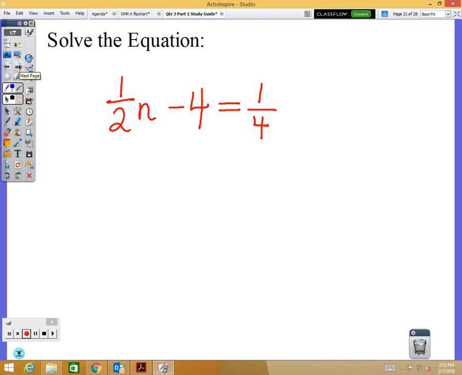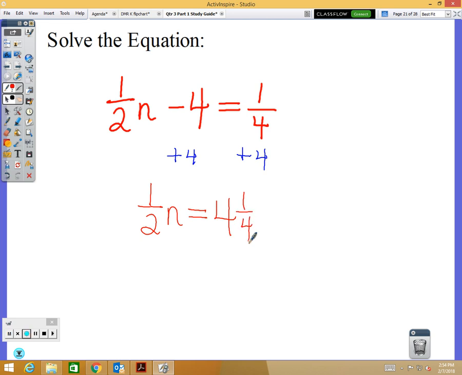All right, let's talk about how to do this. What would I do first? Add 4. Yes, that's how you do an equation, right? Get rid of your adding and subtracting first, then your multiplying and dividing. Adding 4, so that's going to give you 1/2 n equals, let's just write it as 4 1/4. Let's not overthink this right now.